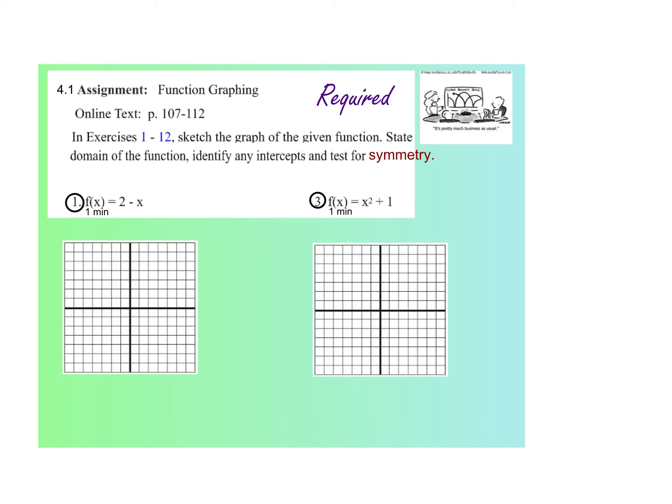So on this one, it asks you to state the domain of the function. You should be able to do a domain. Identify any intercepts. This reminds you about intercepts. The x-intercept is where, what?